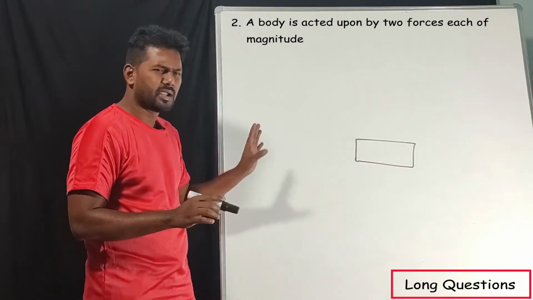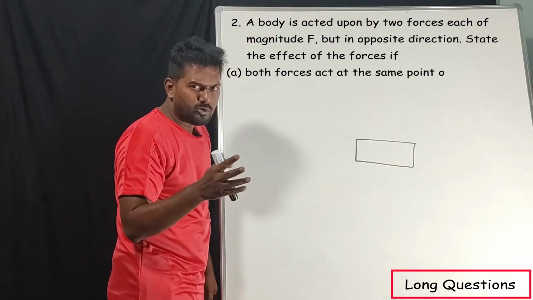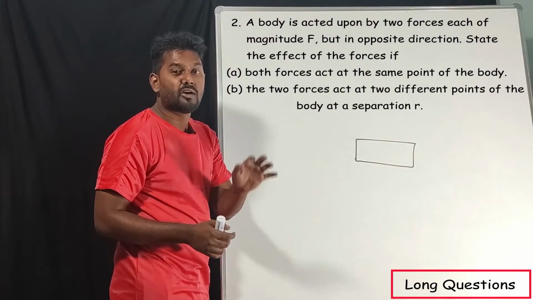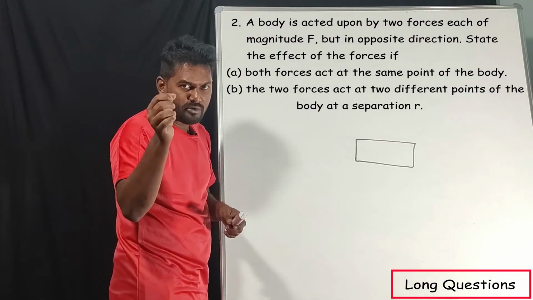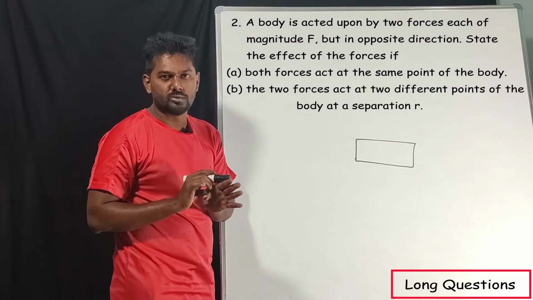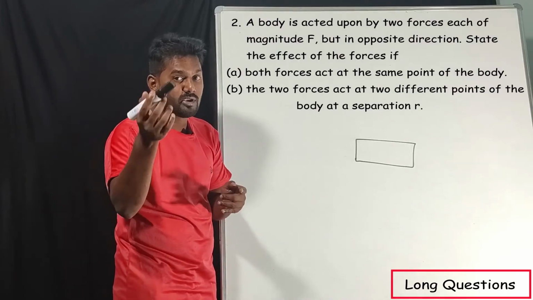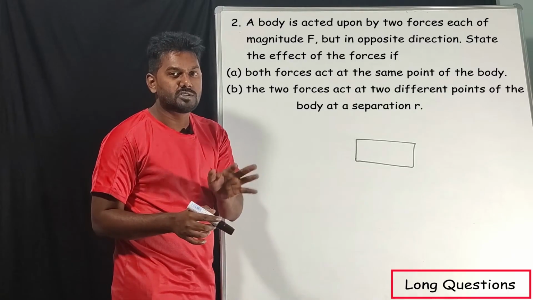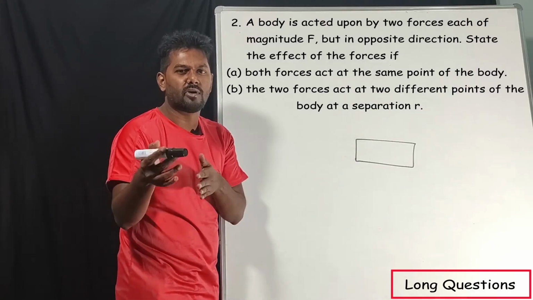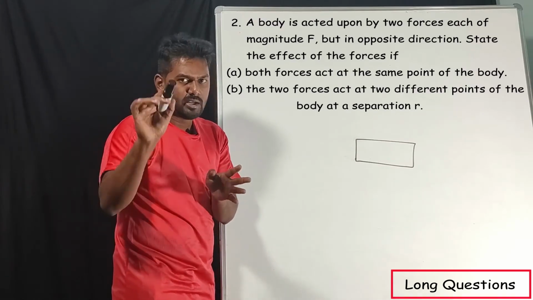Very simple question, but it is a logical question. Listen, there is a body, okay? There are two forces acting on it. We need to state the effect of forces on it, but they have given one condition: those two forces are equal in magnitude. How can you say they are equal in magnitude? That is not mentioned in the question, but they have given the magnitude of each force is F. F means for both the forces it is F. If F1, force 1, is 10 Newton, force 2 will also be 10 Newton.